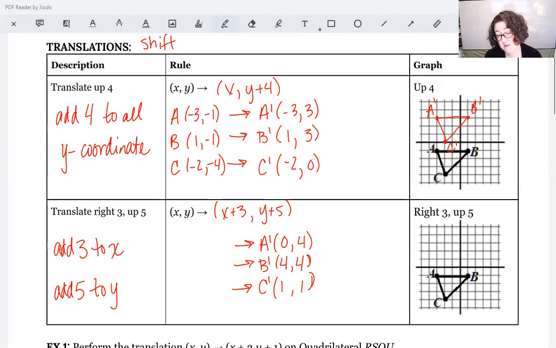So let's plot it and see if this worked. So A prime at (0, 4). B prime at (4, 4).